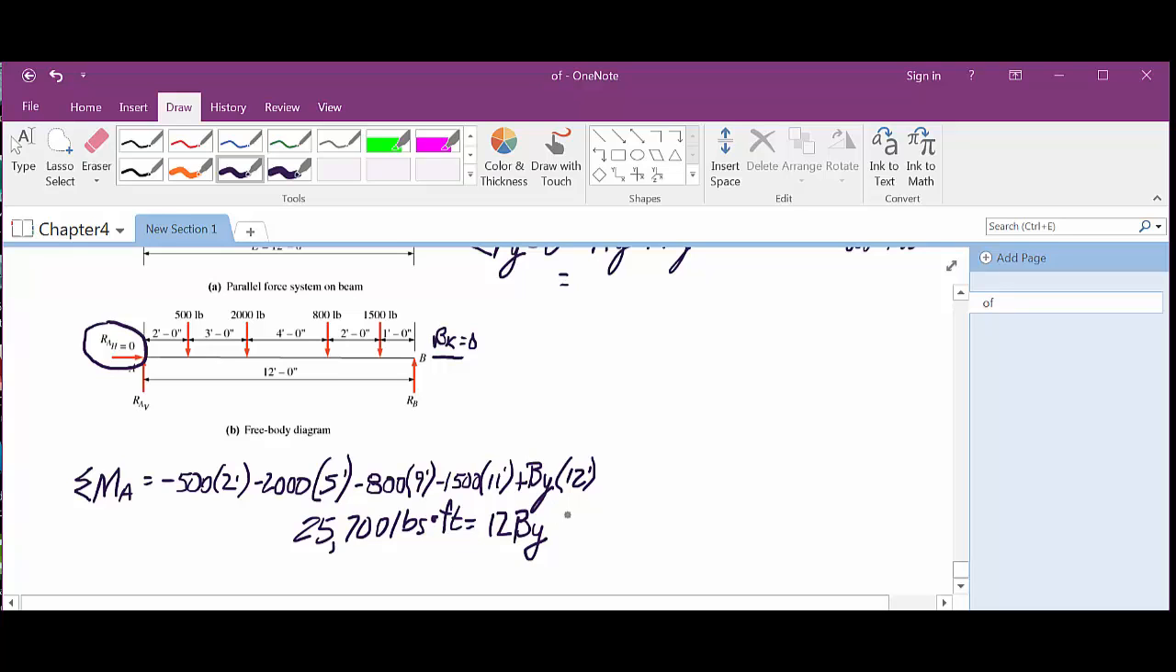Okay? So, and actually, let me rewrite that just in case. I like to break this down as much as I can in case you're forgetting how to do your math. This is 12 feet, right? And BY is in pounds. Jeez, that's supposed to be a B. Oh, I was answering the question. Isn't it 25,700?